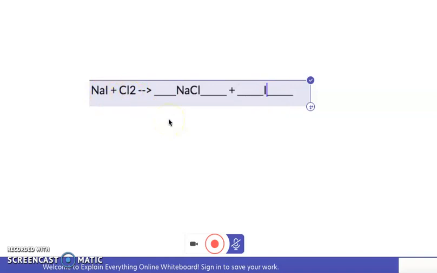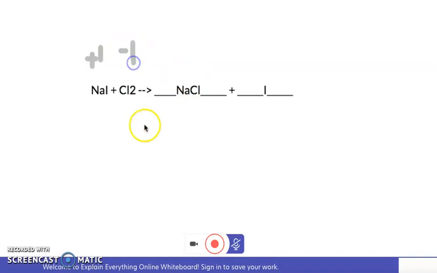I'm not quite done though. I have to look at charge, or whether either of these is a diatomic element, to know if I have to add any subscripts, the smaller numbers. So if we take a look at these elements in the periodic table, I would see that sodium is +1 and chlorine is -1. So for over here, if it's +1 and -1, I don't have to add anything else. They're the same number. My job is already done.